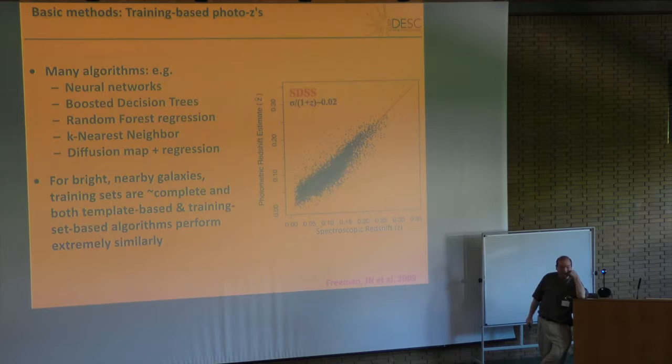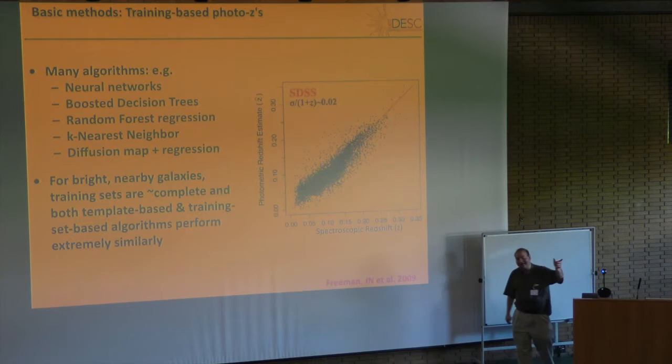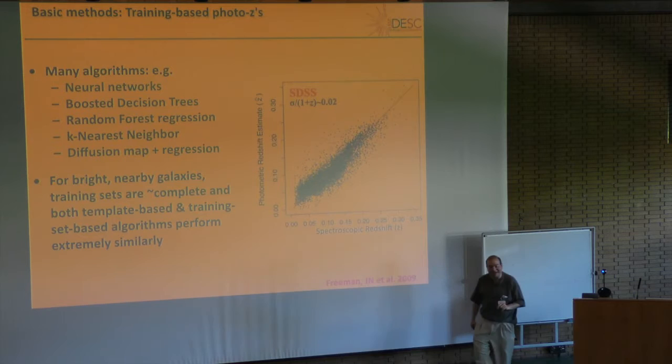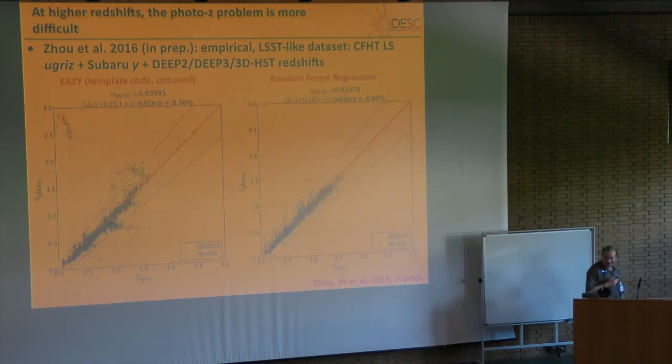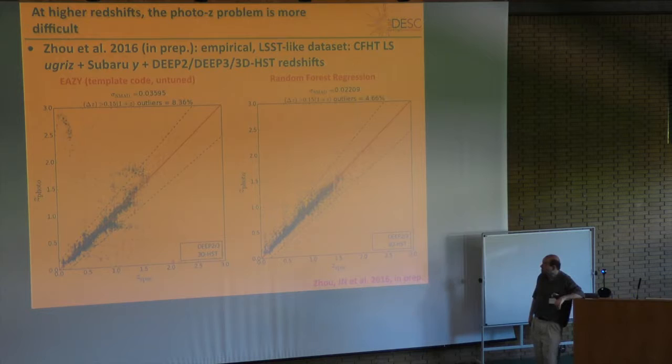I can have a photo Z algorithm that says the redshift is 0.1 for any object, and of course that's going to be bad for a lot of objects. It'll be very good for a certain subset. But any good method is going to have very similar performance. As we go to fainter objects at higher redshifts, the problem is worse. And so what we're going to spend the rest of our time doing is photometric redshifts.